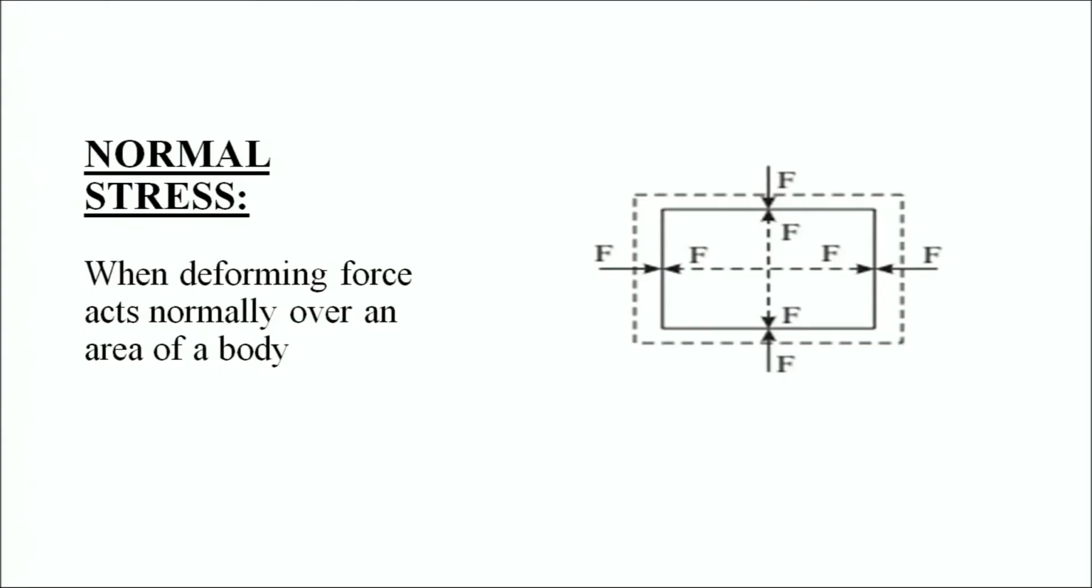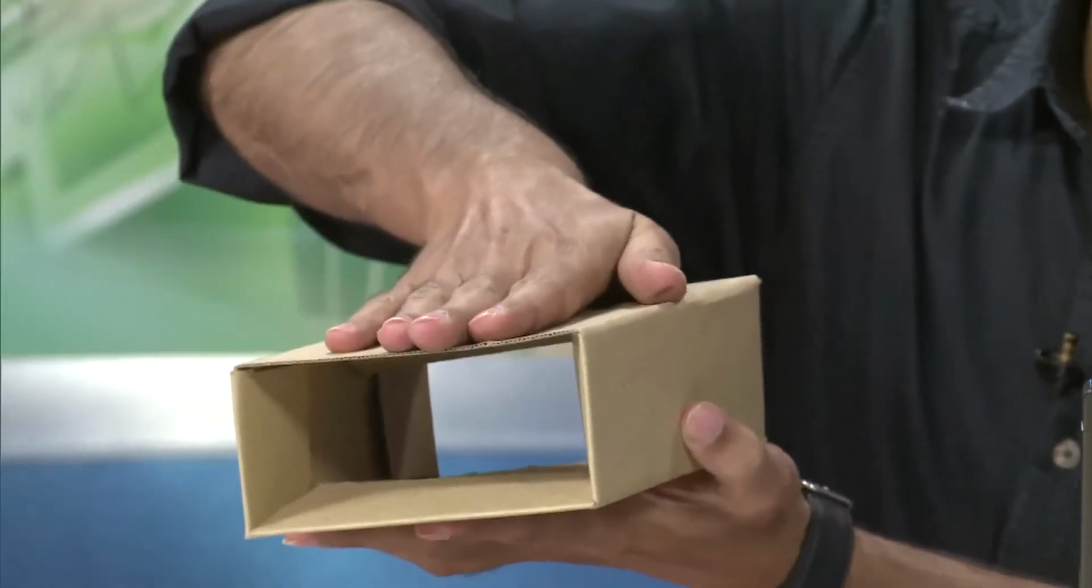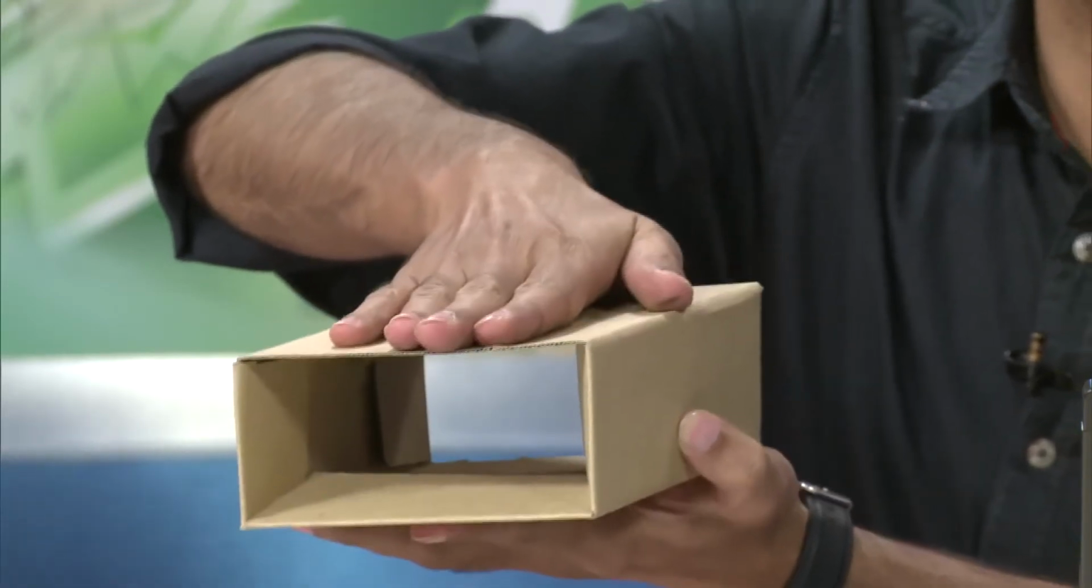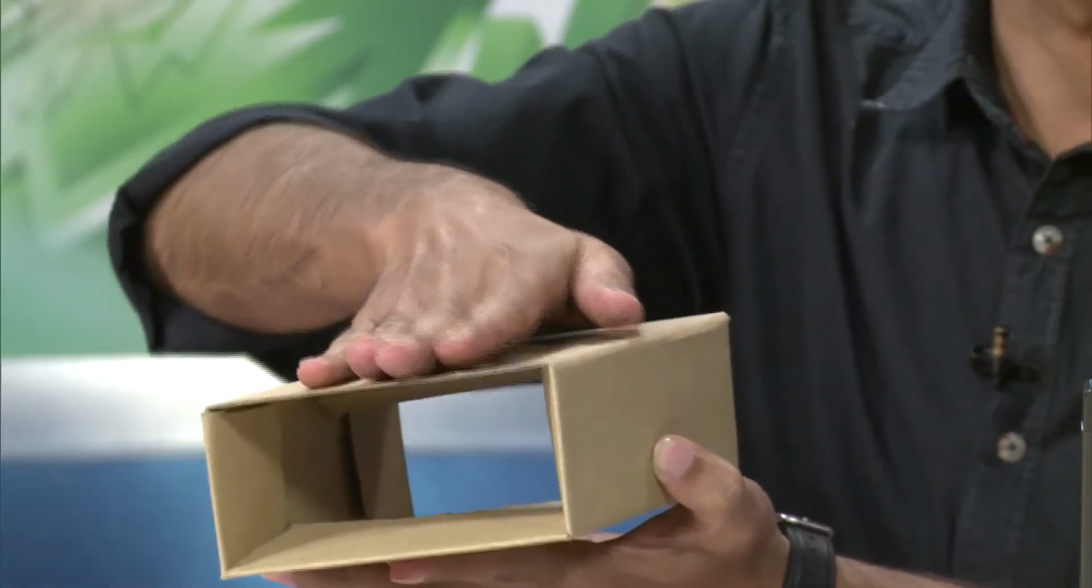What actually is a normal stress? Here we need to emphasize that the term normal in terms of physics is nothing but perpendicular to the surface. As you can see, here it is a hollow cardboard, and if we try to apply a perpendicular force to the surface of this cardboard, then this term came into existence as a normal stress. So, therefore, we can say that when a deforming force acts normally over an area of a body, that is stated to be a normal stress.